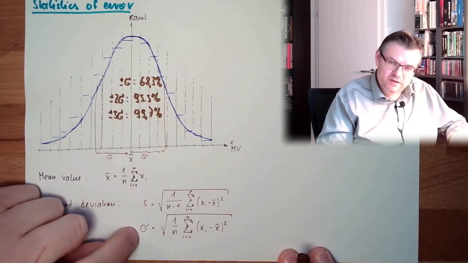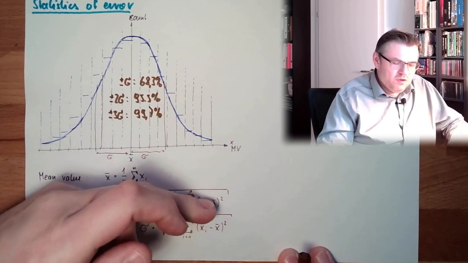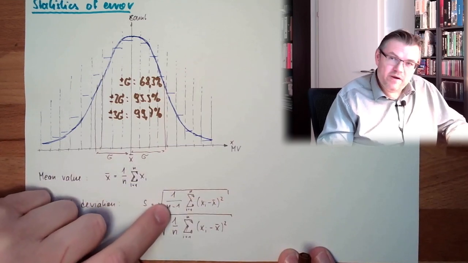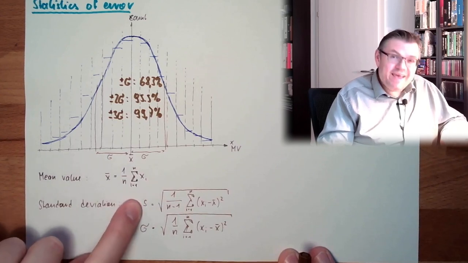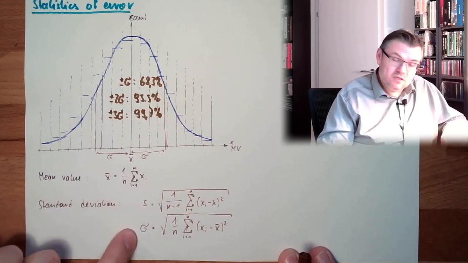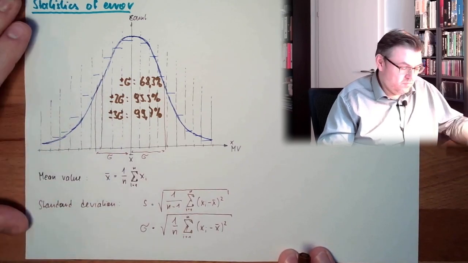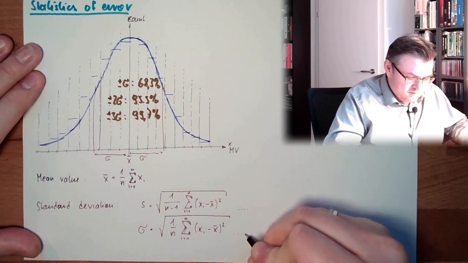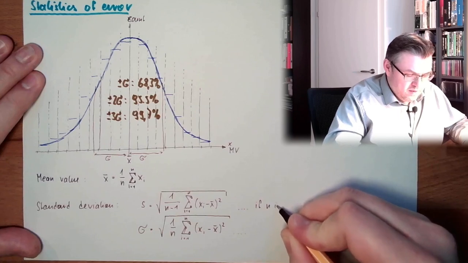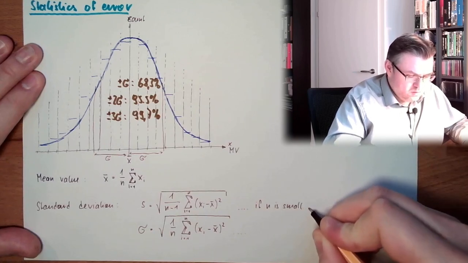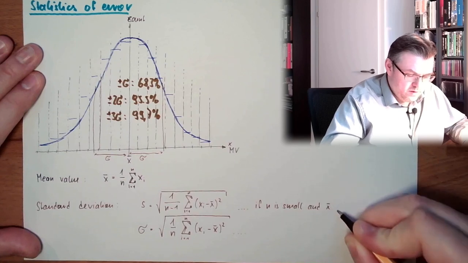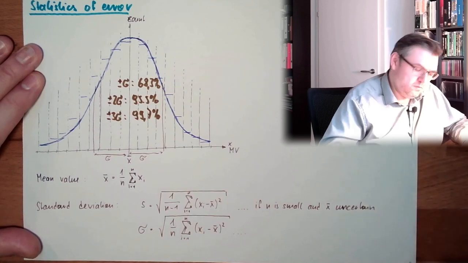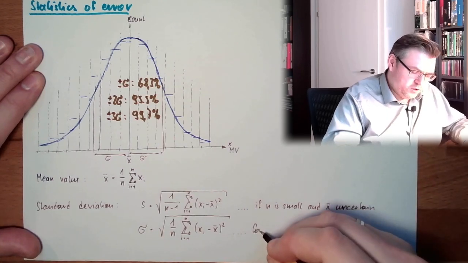This is a substitution for this, if you don't know the mean value exactly. It's called Bessel correction. This is a small correction which brings this estimated value of sigma closer to the real sigma. So this is the variance if n is small and x-bar uncertain. And here for large n's.